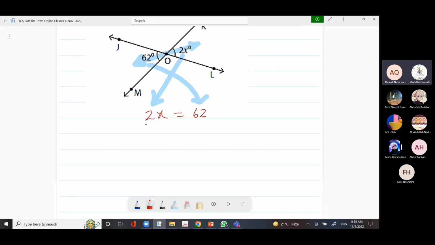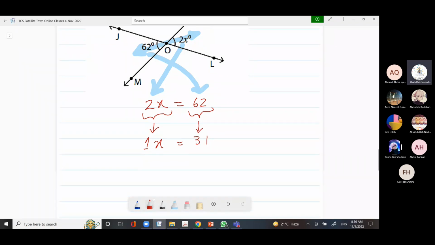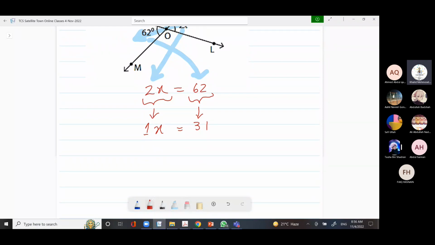If we know that 2 times x is 62, then half of 2x is 1x. Similarly, half of 62 must be 31. So it means 1x is 31, but we write 1x as x. So x is 31. Okay, so don't be confused.